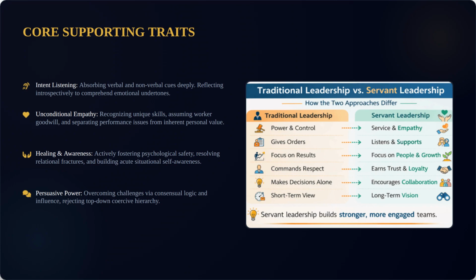Unconditional empathy. They assume team members have good intentions even if a sprint fails or a bug makes it to production. They treat people with respect, separating a performance issue from a person's worth. Healing and self-awareness. They help heal broken team dynamics. If a conflict breaks out between a developer and a product owner, a supporting leader steps in to mend that relationship. Persuasive power.